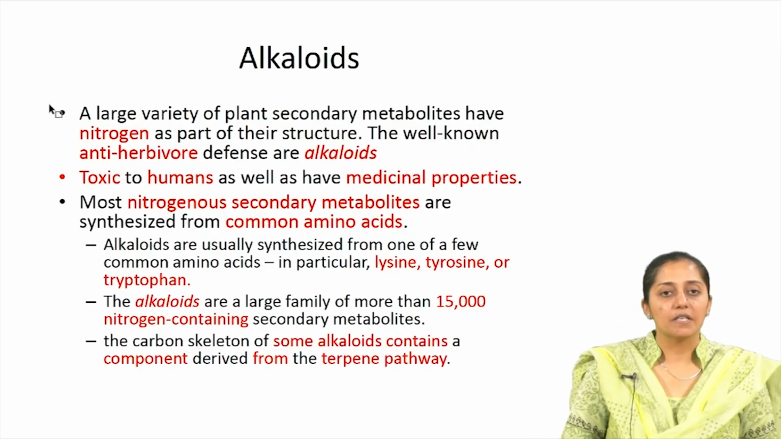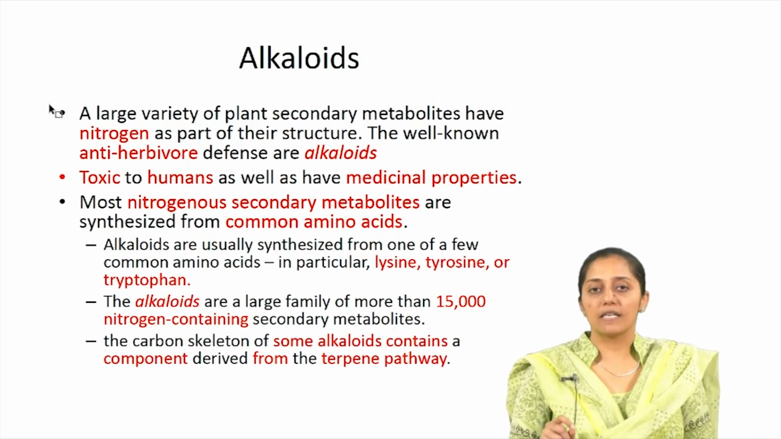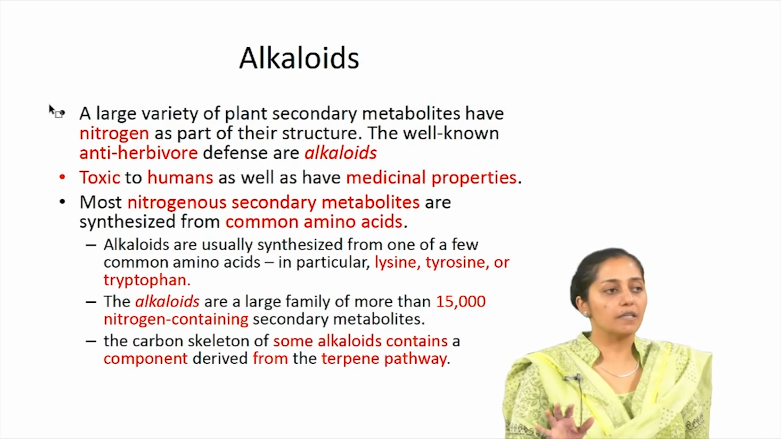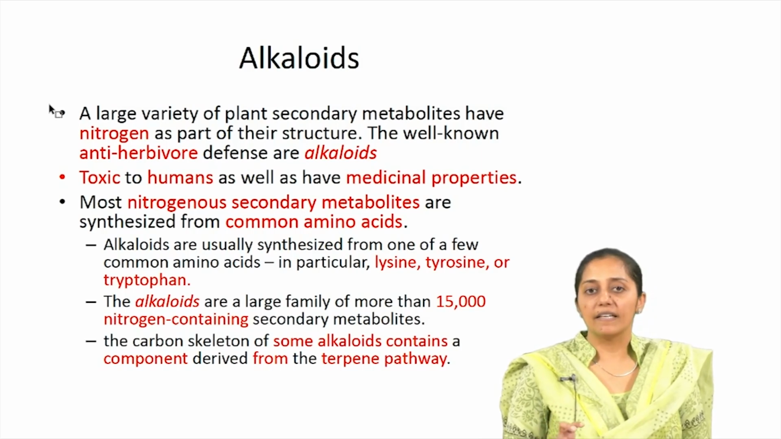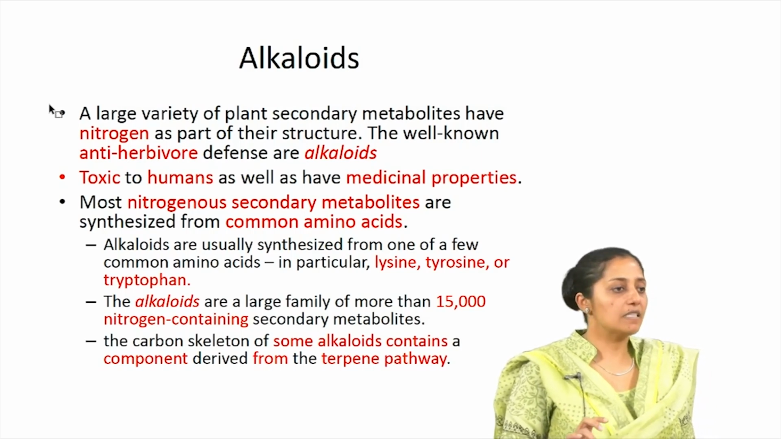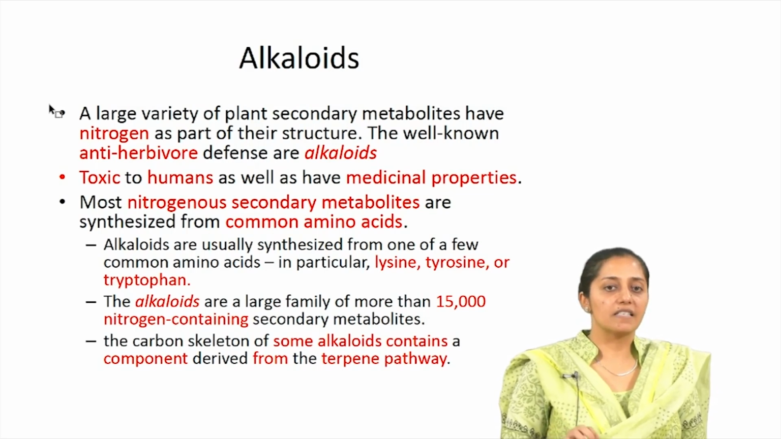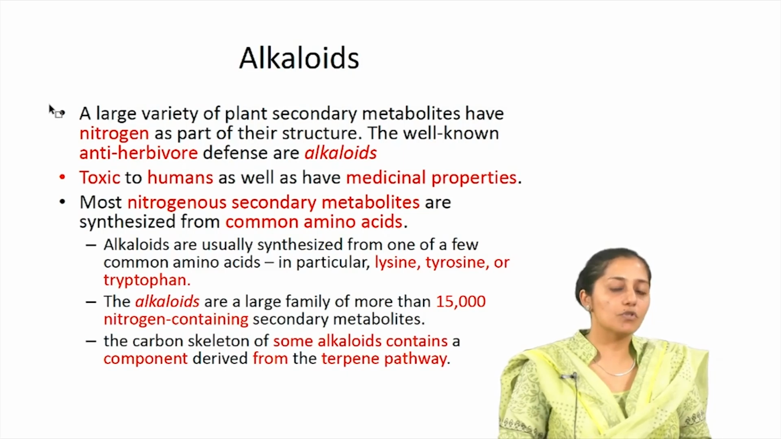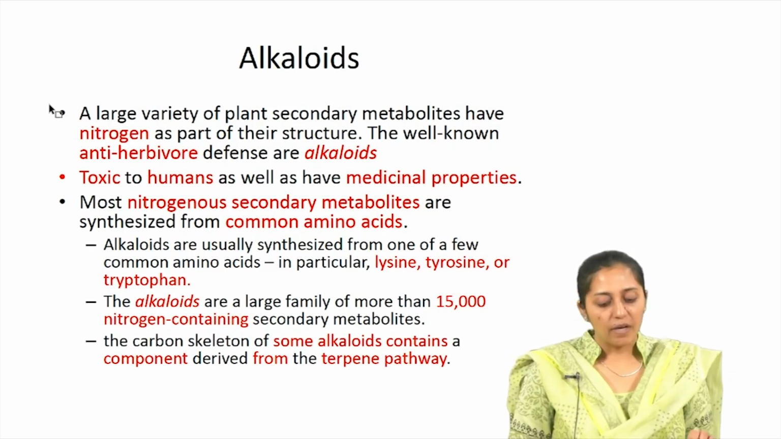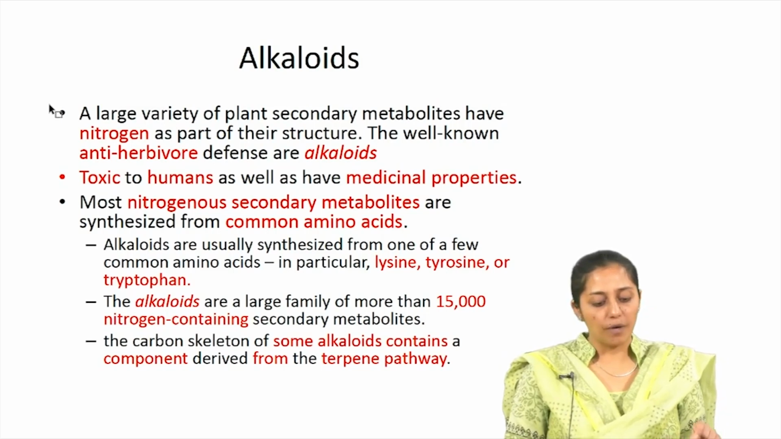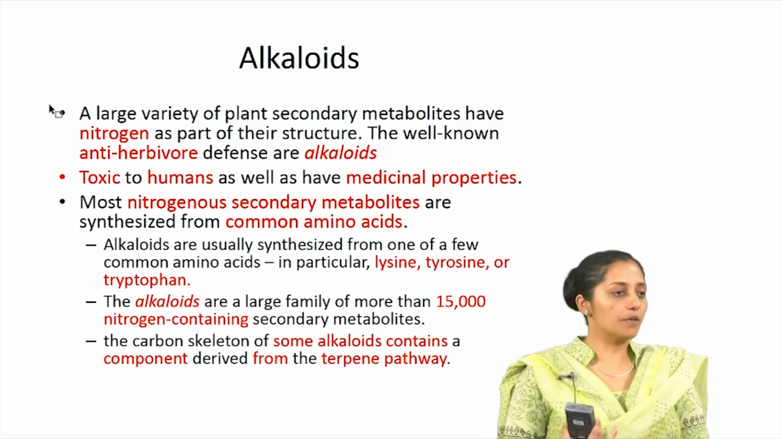So alkaloids: a large variety of the plant secondary metabolites have nitrogen as a part of their structure. Nitrogen-containing organic compounds form alkaloids. They are a well-known anti-herbivore defense, hence they are called alkaloids. Most nitrogenous secondary metabolites are synthesized from common amino acids. Alkaloids are usually synthesized from one of a few common amino acids. What are these? Lysine, tyrosine or tryptophan.